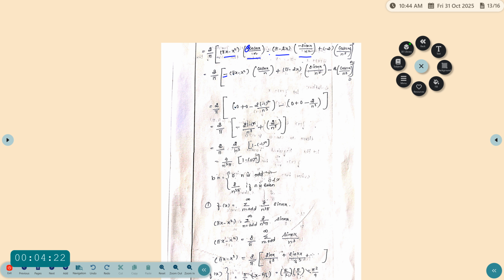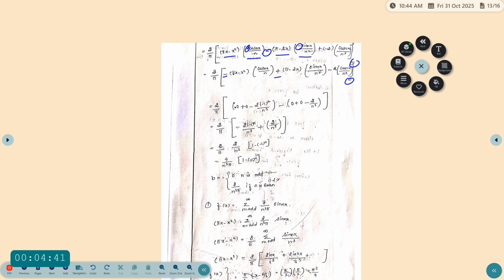Here minus into minus we get plus. Plus (pi minus 2x) into sin nx by n square. Here minus 2 cos nx by n cube. The limit from 0 to pi. For all Fourier series, the limit can be taken from 0 to pi. If it is an L form, we can take 0 to L.